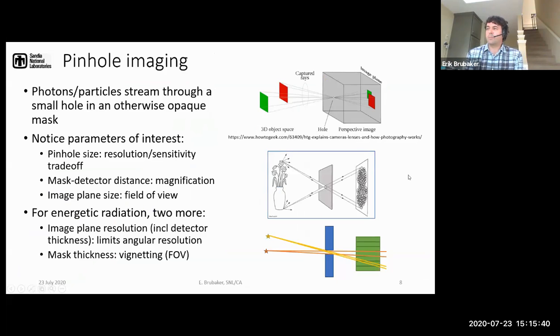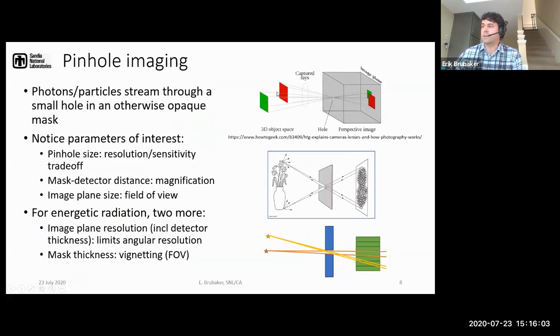So let's talk about pinhole imaging. How does this work? The basic concept, as you can kind of see in the top picture there, is that there's an opaque mask, so that would be the front of the box here, and there's a small pinhole cut out in that otherwise opaque mask.